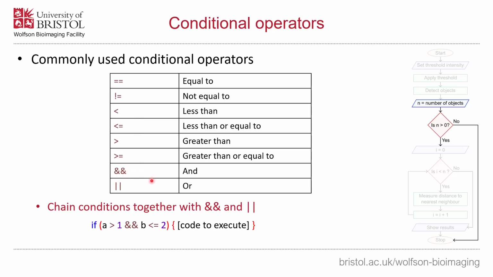And then there's a couple of bits here. So you can also test for multiple conditions within the same kind of conditional statement. So here, for example, we're saying if A is greater than 1 and B is less than or equal to 2. Similarly, you can use the double line here to say or. So when you've got and, both of these have to be true for this code to execute. Whereas if you've got the double lines, then as long as one of these is true or passes, then this will execute.